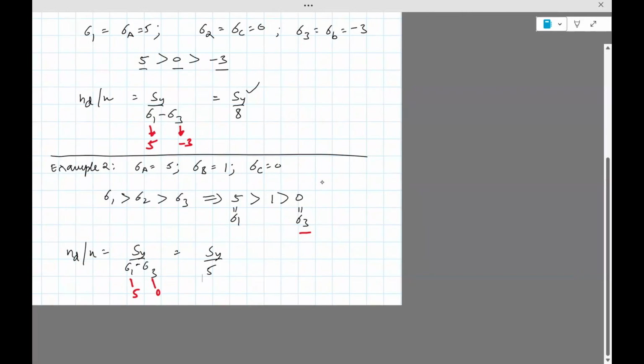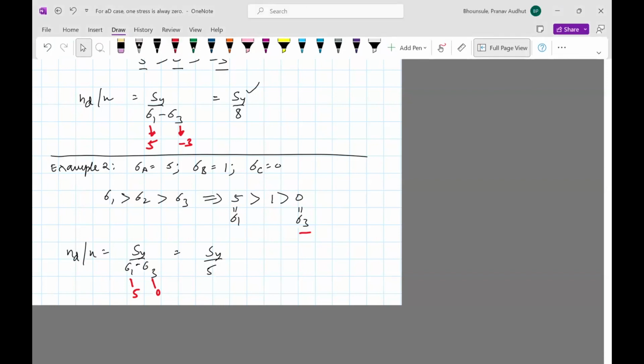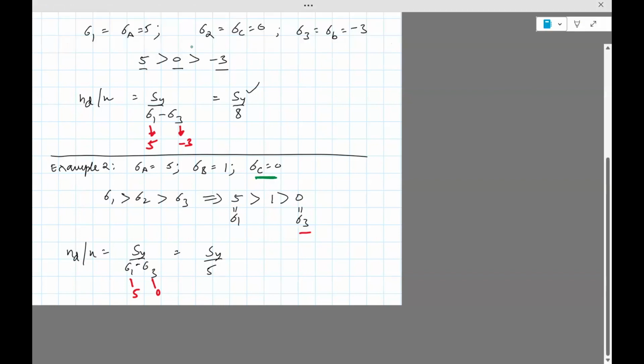Okay, we can continue. Just remember that if you had not taken this value, you would get the wrong answer, right? Because you would then take 5 minus 1, thinking that that's the minimum. That's simply not true. The minimum stress here happens to be 0. So be very careful when you solve problems. You need to consider the 3-dimensional Mohr circle, not the 2-dimensional Mohr circle.